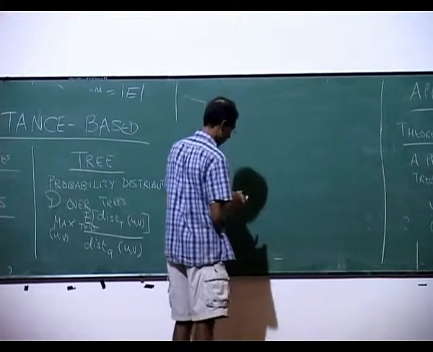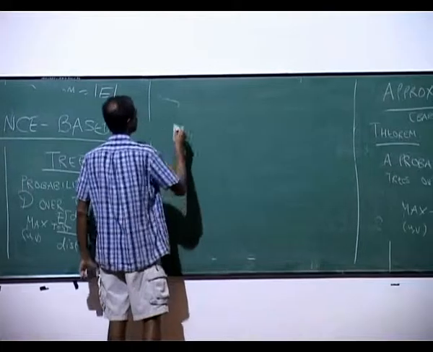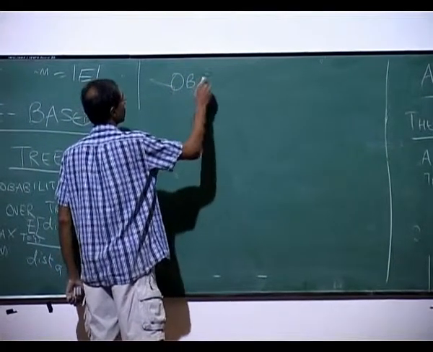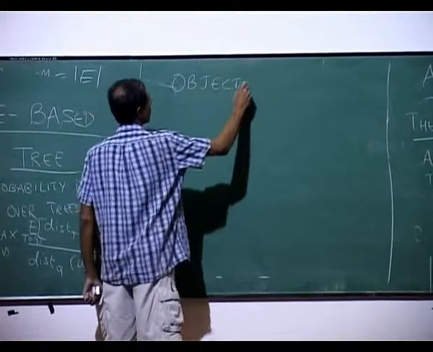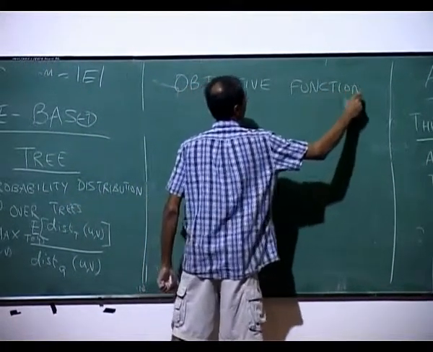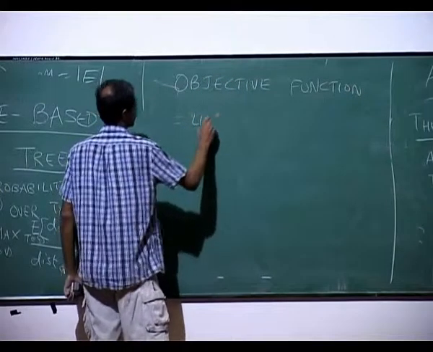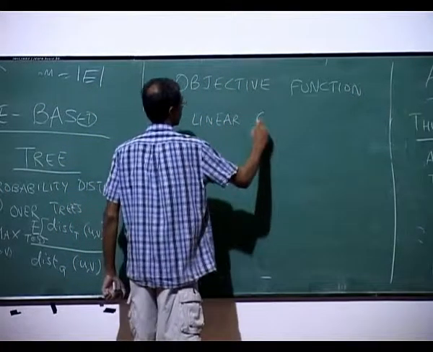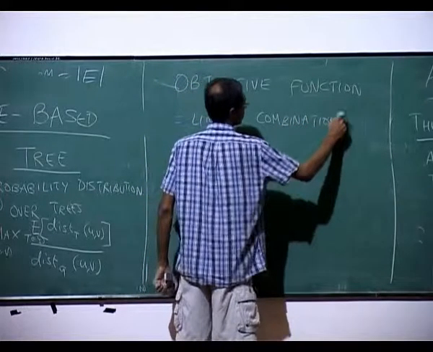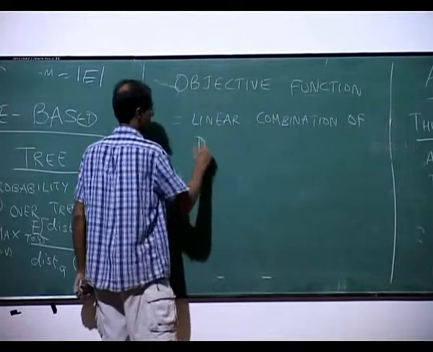So in what situations is this useful? It's useful in those situations where your objective function is some linear combination of distances.